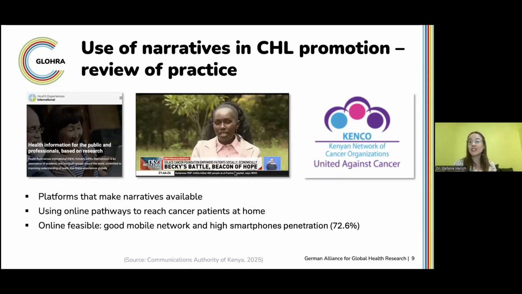But they are not reaching the more than 45,000 cancer patients across the country. So there's a huge gap. And one solution to fill this gap is using online pathways to reach cancer patients at home. This could be feasible in Kenya because there's good mobile network and the smartphone penetration is currently at 72%. So we thought that can be a good solution, using narratives to improve cancer health literacy.